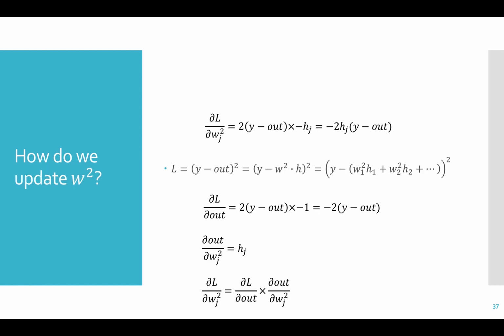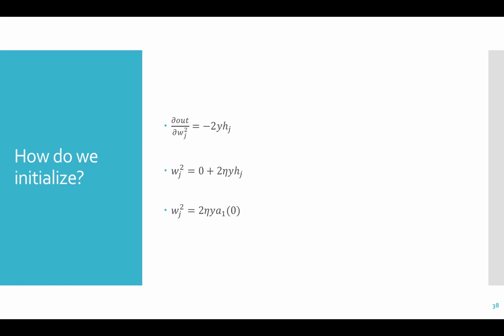So now we update w2. Remember all these fun equations? Let's do that. We get the partial derivative of out with respect to w2 sub j is negative 2 times y times h sub j. And so w2 sub j is updated to be 2 times eta times y times h sub j.